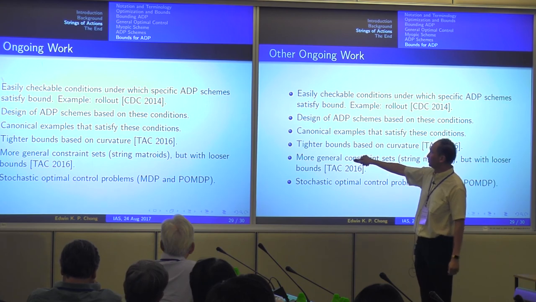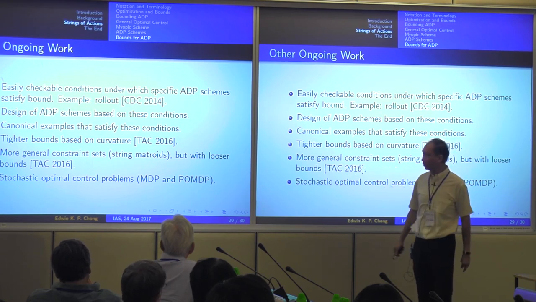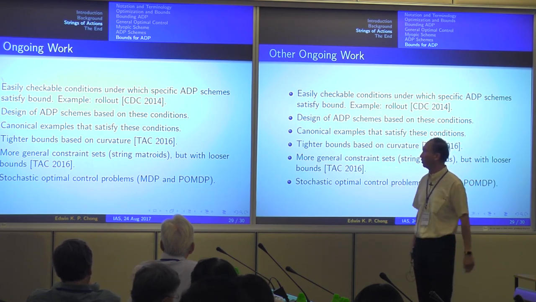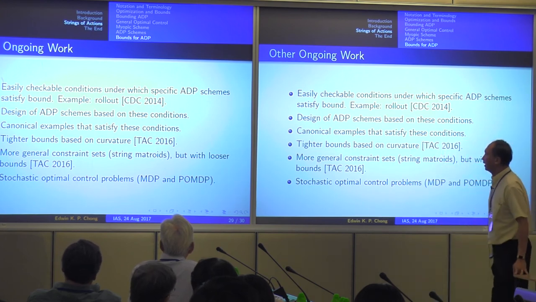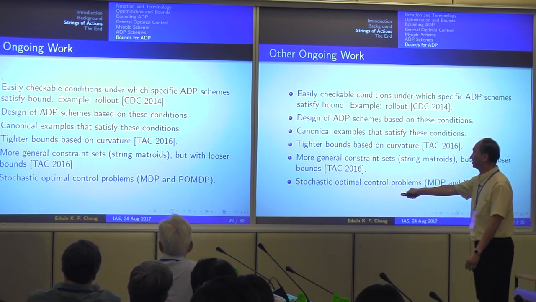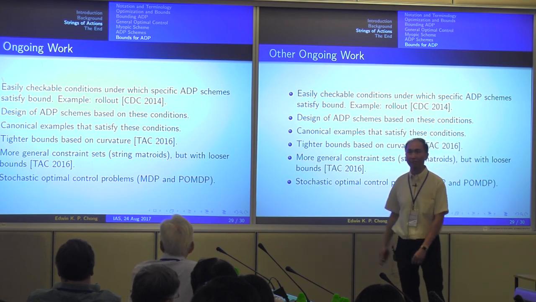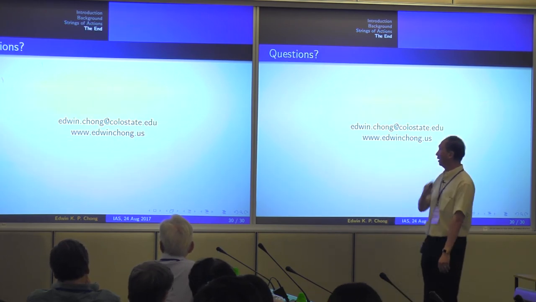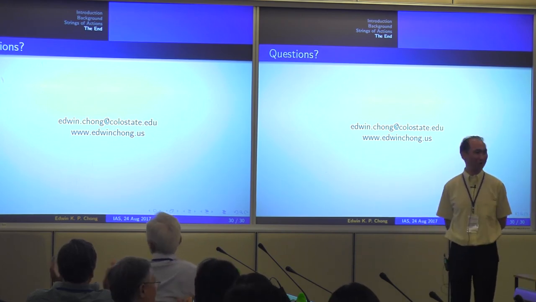Canonical examples satisfy these conditions. Now, you can get tighter bounds based on curvature. You can, like I said, do more general constraint sets, right, based on matroids. But of course, the bound gets a little looser if you have constraints. And my real interest is in applying this to stochastic optimal control problems, right? MDPs and POMDPs. All right. Thank you. Hope I didn't go over too much.